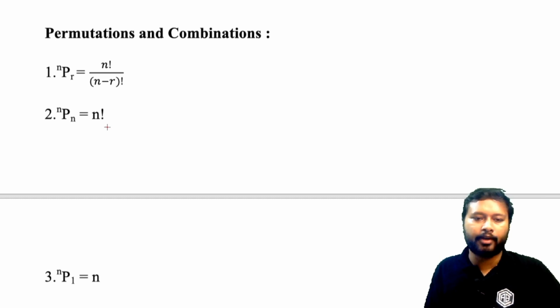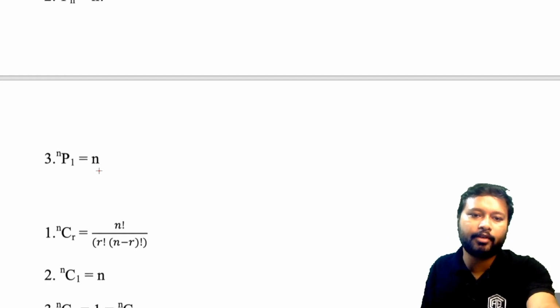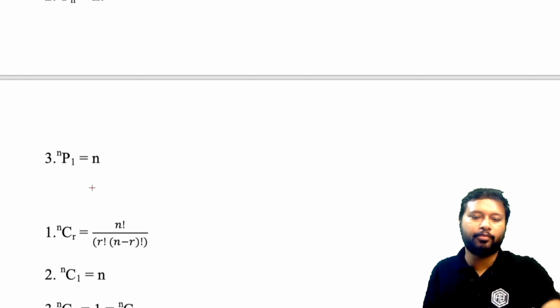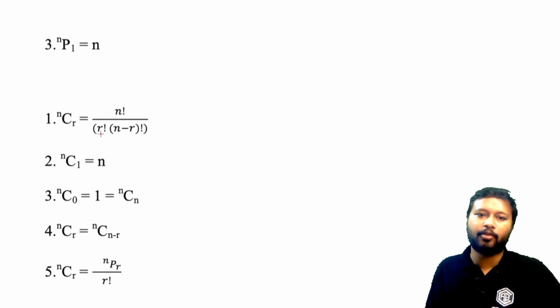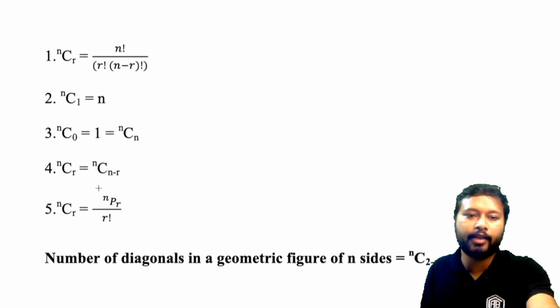nPn is equal to n factorial, nP1 is equal to n. So these are formulas related to permutation. For combinations, nCr is equal to n factorial upon r factorial into n minus r factorial. Then nC1 is equal to n, nC0 is equal to 1, and that is also equal to nCn. Then nCr is equal to nC(n minus r).